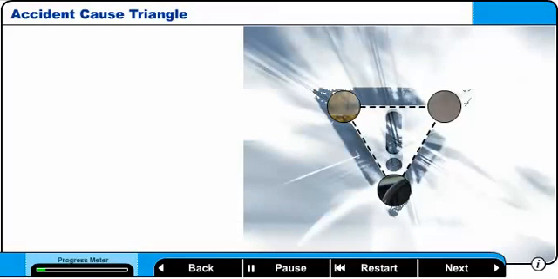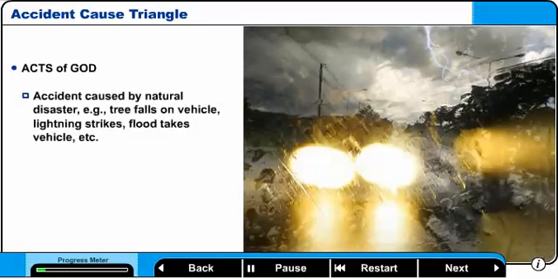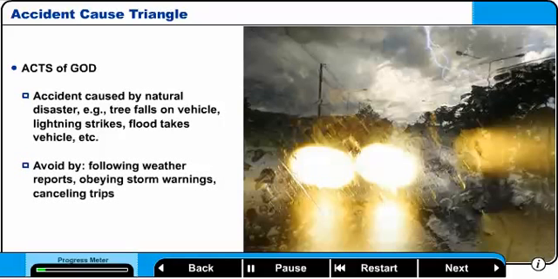There are 3 major causes of traffic accidents that make up what is called the accident cause triangle. They are acts of God, unsafe conditions, and unsafe acts. Acts of God are events such as natural disasters. When a tree falls on your vehicle, lightning strikes it, or it is swept away by floodwater, that is an act of God. It's nobody's fault. However, there are some things that can be done to help avoid such acts of God. For example, following weather reports, obeying storm warnings, and canceling trips if bad weather threatens.